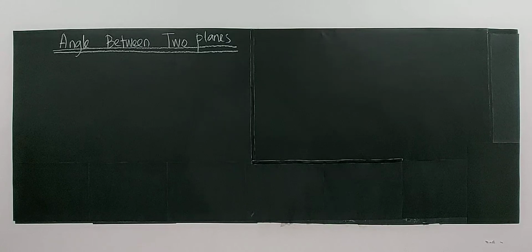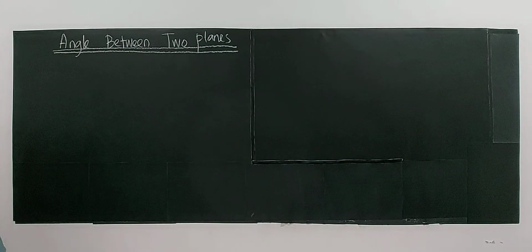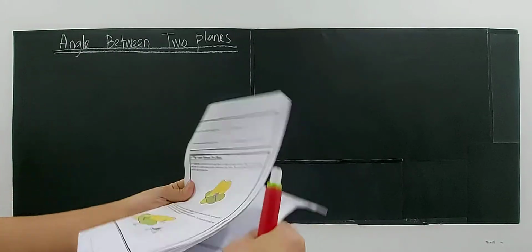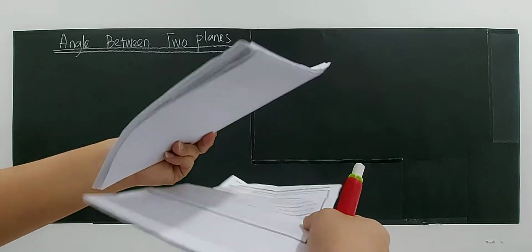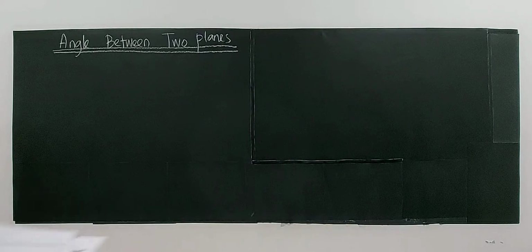In this video, we're going to discuss the concept of the angle between two planes. Let's say you have two planes of different normal vectors. This is your plane. Let's say they are not parallel planes. Once you see them, you can see that there is an angle between the two planes.